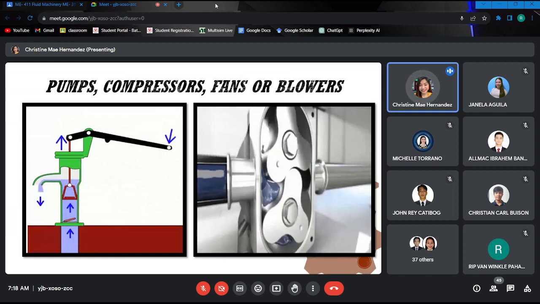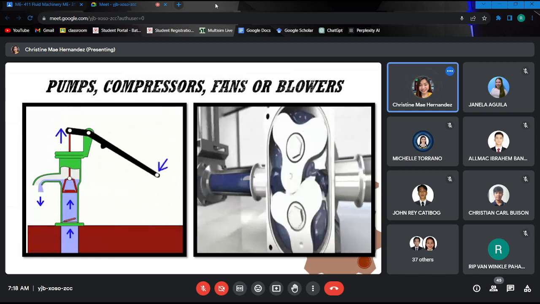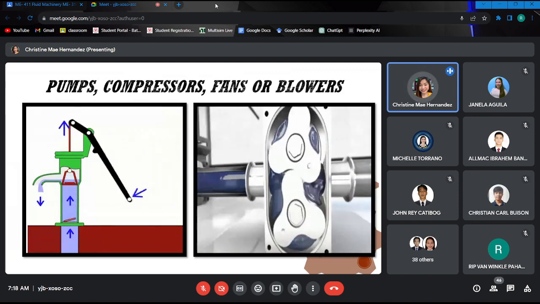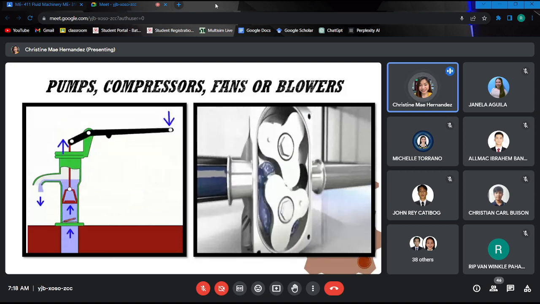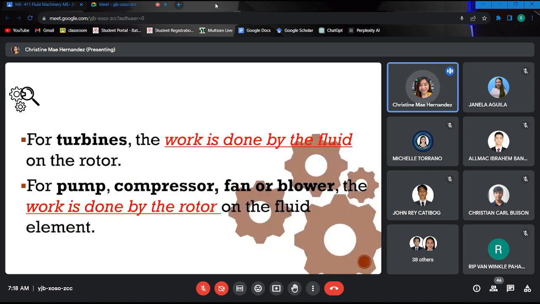So, tsaka lang siya gagalaw. So, where the mechanical energy from the moving parts is transferred to a fluid to increase its stored energy by increasing either its pressure or volume. So, ito yung sinasabi ko. For turbines, the work is done by the fluid. Okay? Ang gumagawa ng work is si fluid kasi doon tayo nag-extract ng energy.